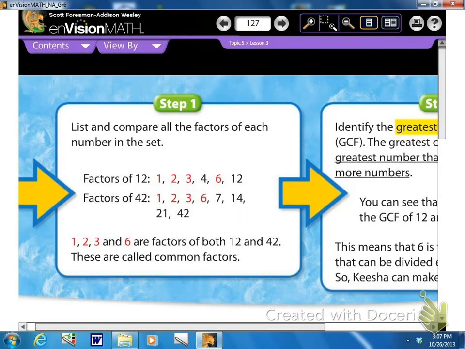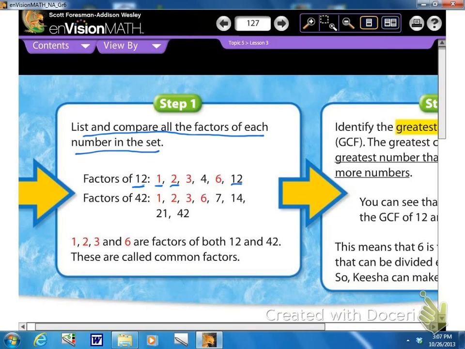All right, one way to find the greatest common factor is just to list and compare all the factors of each number in the set. So we would take factors of 12 and list them. And you have to be careful not to miss any. So 1, of course, is a factor of 12 because 1 times 12 is 12. 2 is a factor of 12. Remember those divisibility rules. If 2 can go into 12, obviously it's a factor of 12, and 12 is an even number. So 2 would be a factor.